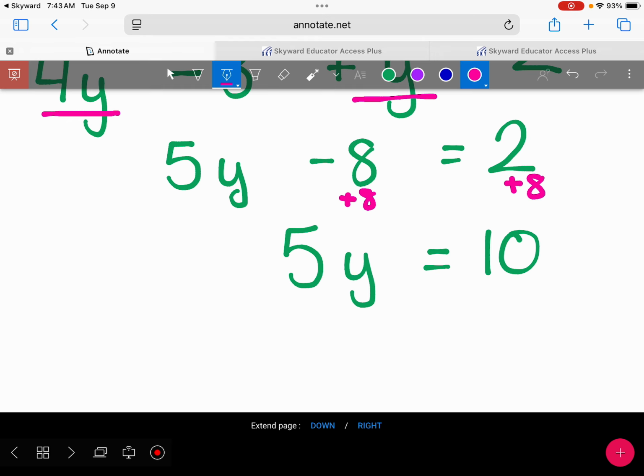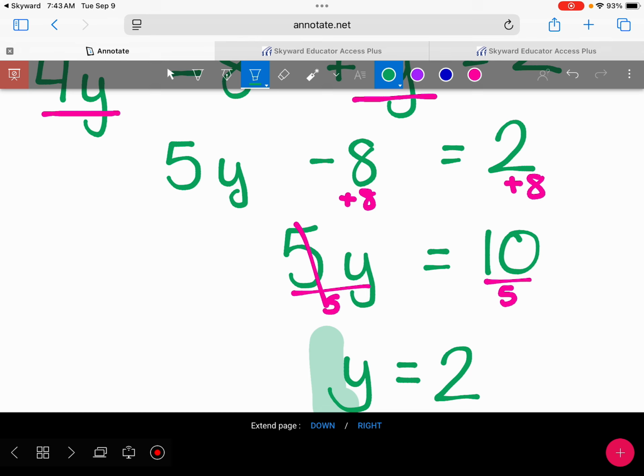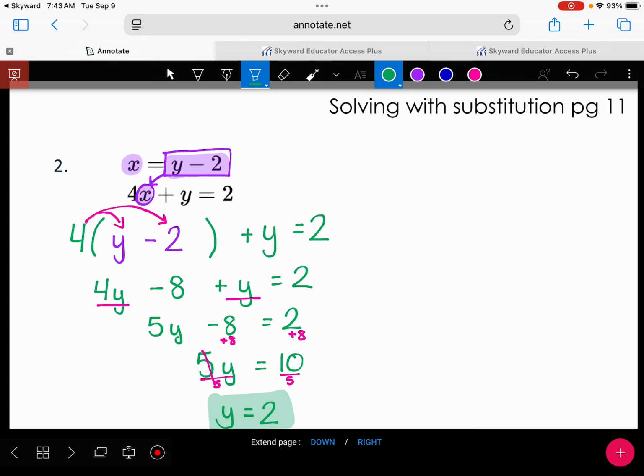And then to get my y by itself, I want to get my y equals, what is my y going to equal? 2. So I need to divide both sides by 5. And 10 divided by 5 gives me 2, whereas 5 divided by 5 just gives me a 1. So now we know our y is going to be 2. Great. I still need to know what my x is in order to find my solution. We need the point where they cross. So this is great, and that is part of my answer, but I need to know x as well.